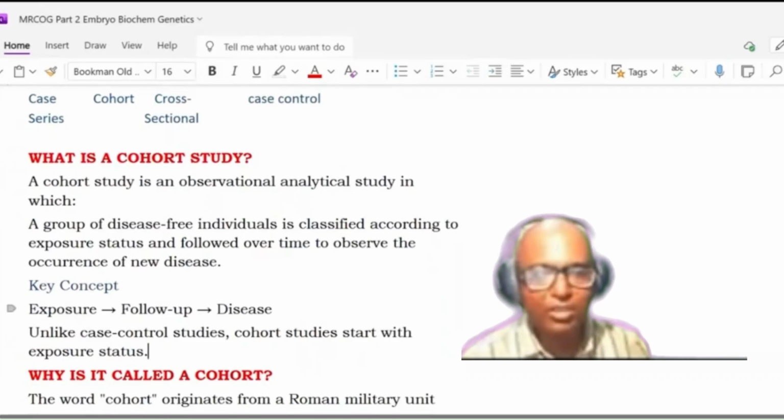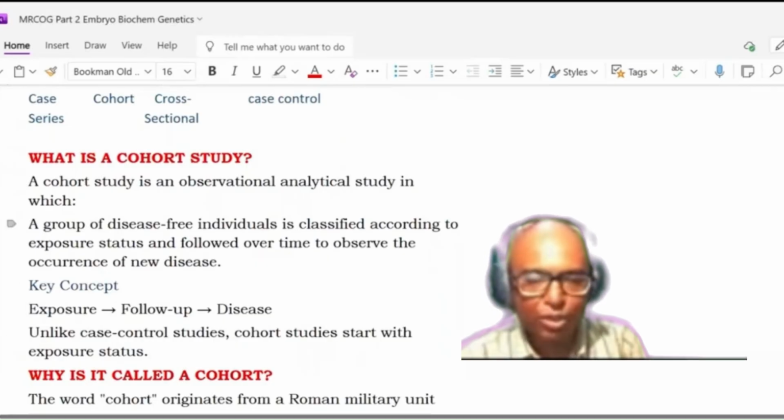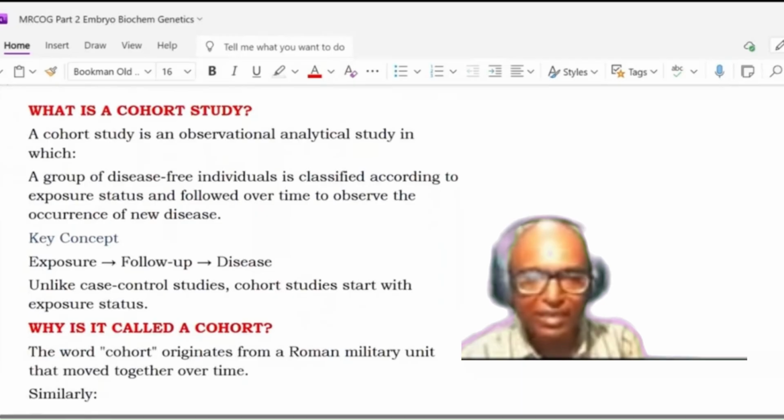So the key concept here is there is an exposure, then there is a follow-up till there is a development of the disease. So unlike case control studies, the cohort study begins with the exposure status. In case control study, the outcome has already happened, while in cohort study, the outcome happens later on. We begin with the exposure. And in case control, the outcome has already happened.